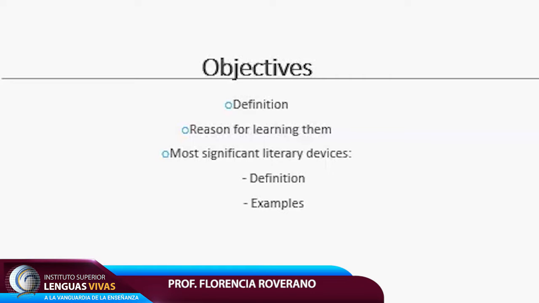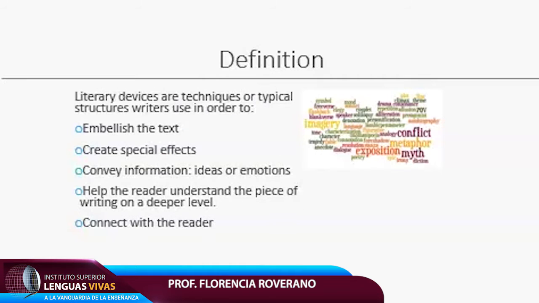So what do we understand by literary devices? They are techniques or certain structures writers use for different purposes. It goes without saying that these devices are a way to embellish the text. They are intended to make writing more appealing, so that would be using them for an aesthetic purpose. They can be used to create special effects on the reader, thus getting the reader to more strongly connect with the story. They are also used to convey information, be it ideas the writer would like the reader to understand, or emotions he would like the reader to experience.